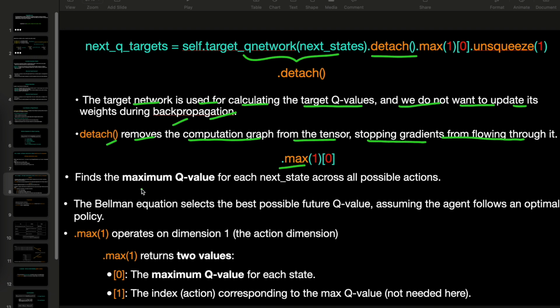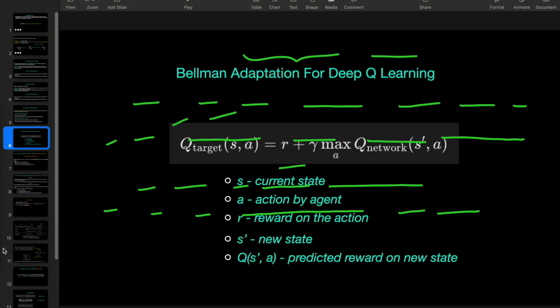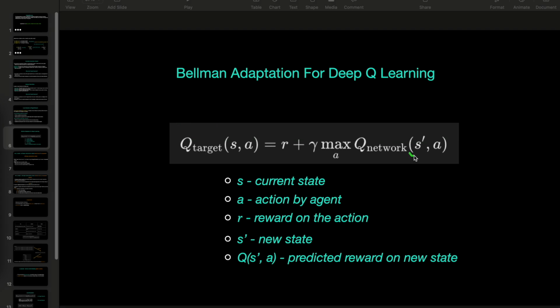Now the max function. This function finds the maximum Q value for each next state across all possible actions. The Bellman equation selects the best possible future Q value, assuming the agent follows the optimal policy. Okay, so remember the Bellman equation. On next state S prime, the agent has all the possible actions available. The agent picks the action which has the maximum Q value.